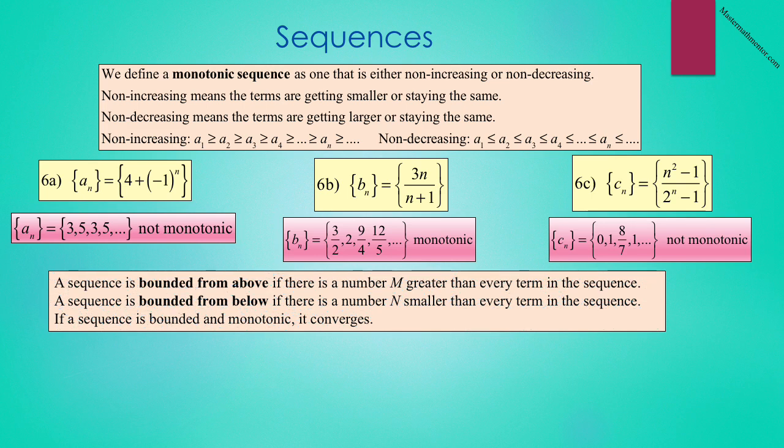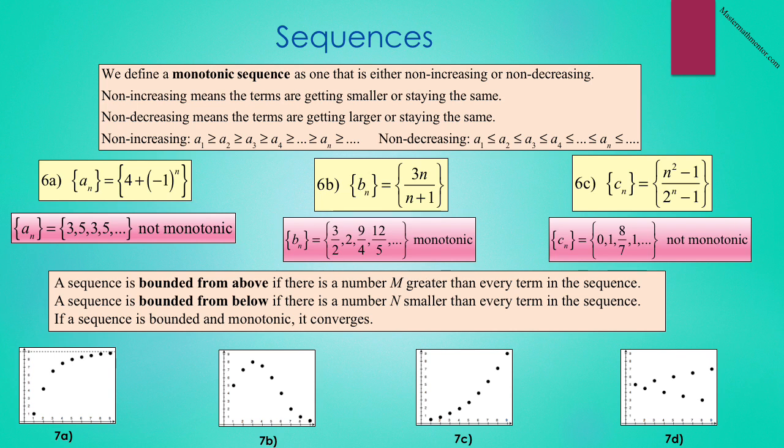We say a sequence is bounded from above if there is some number m greater than every term in the sequence. A sequence will be bounded from below if there's a number n smaller than every term in the sequence. And if a sequence is bounded and monotonic, then it must be convergent.